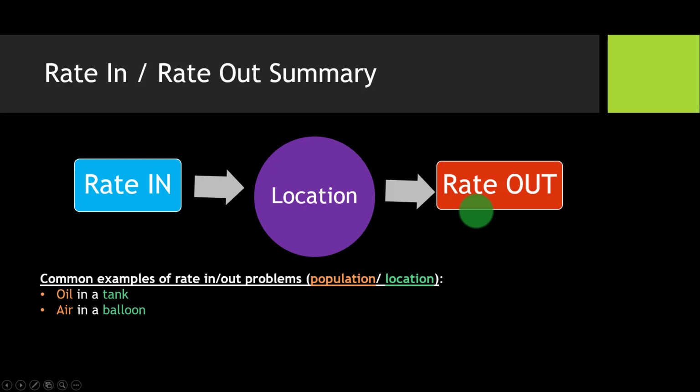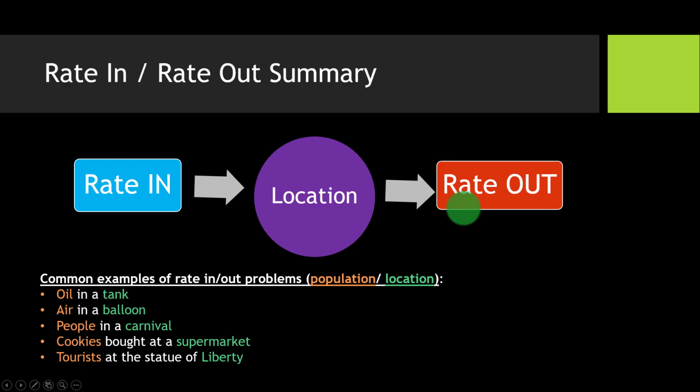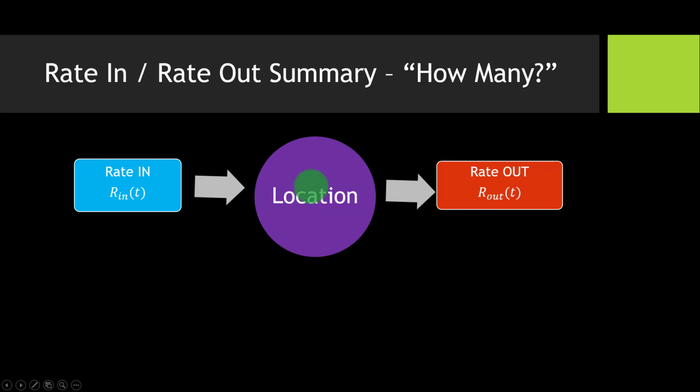We had air in a balloon, people at a carnival, cookies bought at a supermarket, tourists at the Statue of Liberty. These are all examples of rate in, rate out, where we're looking at a location and we're given 2 rates, the rate of people coming into the location, the rate of the population coming out of the location. Almost every single time they'll ask how many people entered in this time interval, or how many people exited in this time interval, or how many people are in the location between these 2 time intervals.